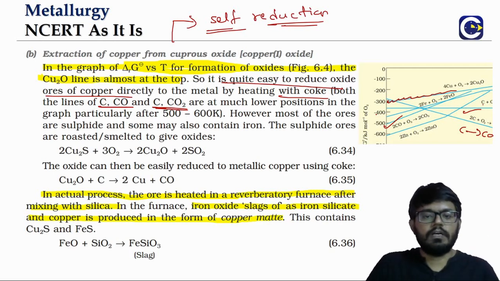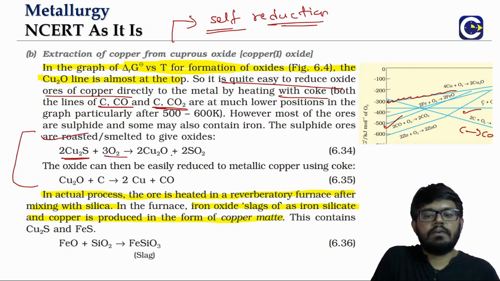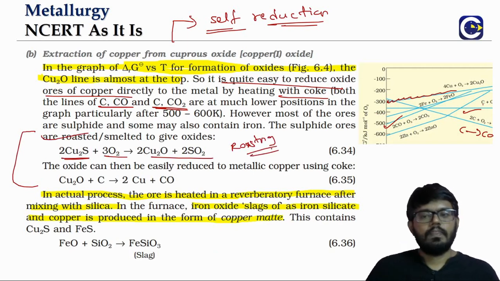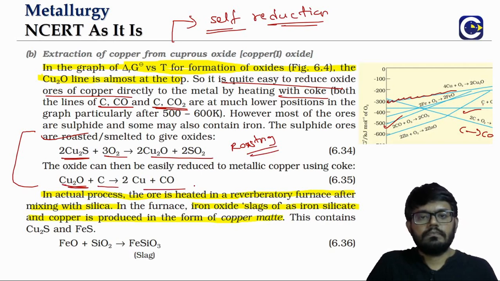So theoretically speaking, you can say you have copper sulfide converting into oxide form by roasting. This is how we can theoretically think of it. And the oxide of copper can be easily reduced by coke. These are the two steps. But in the industry we will not do that. That is the reason for what I said in the first video.